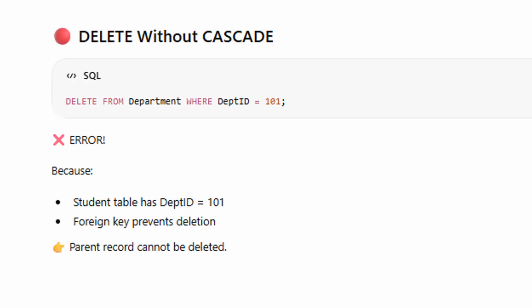So this is the delete without cascade. Delete without cascade is nothing but, as already told, DELETE FROM table name WHERE department ID equal to 101. Because the student table has department ID 101, the foreign key prevents deletion. So the parent record cannot be deleted. First you can delete your child table, then you can go for your parent table. Suppose you are deleting in the parent table, you can use ON DELETE CASCADE.